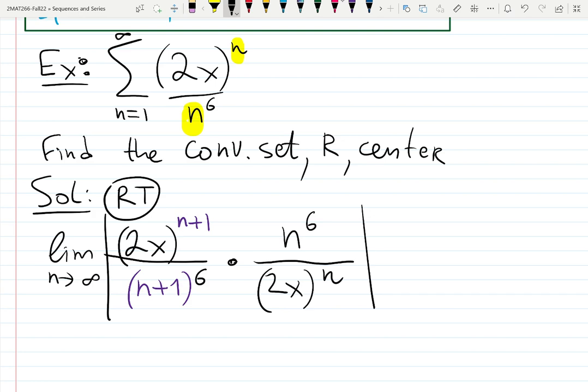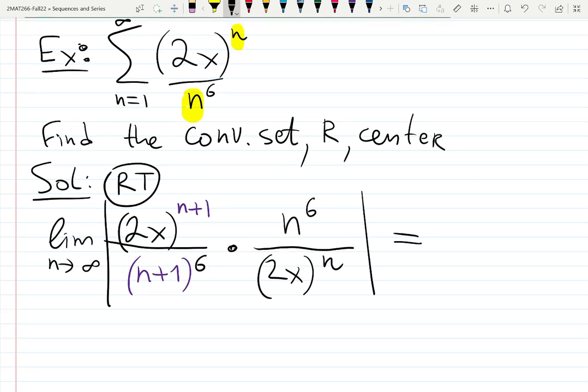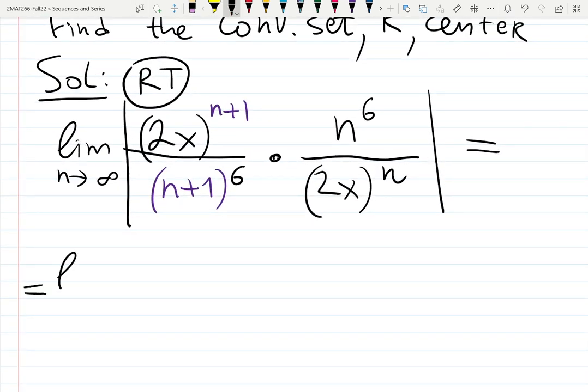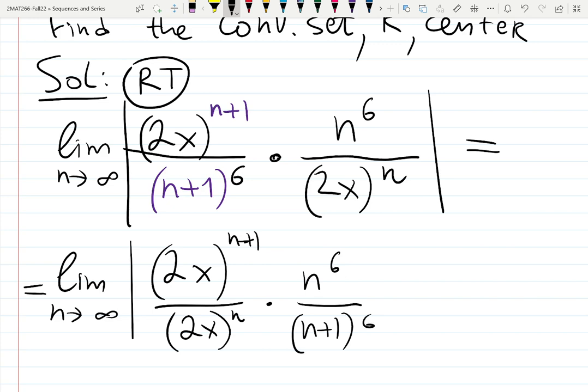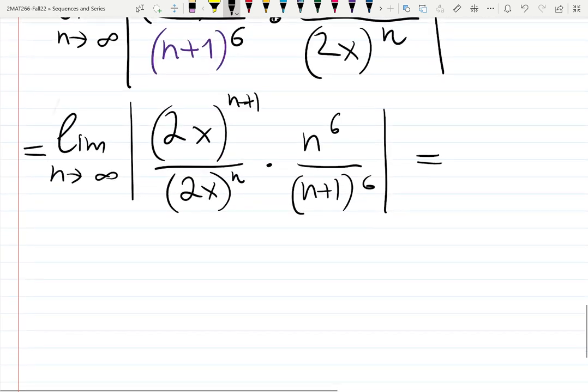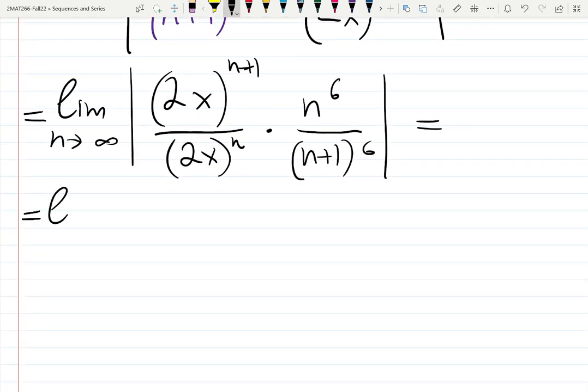Now, all this stuff we did before, keep following the same way. Collect the terms that look alike, and then simplify as much as possible. I will collect x's on top of each other, just to see how it looks: 2x to the n plus 1 and 2x to the n. Then I will collect n's: n to the 6, n plus 1 to the 6. Let's simplify x's. There's a song about this, x's and o's. You should Google this.